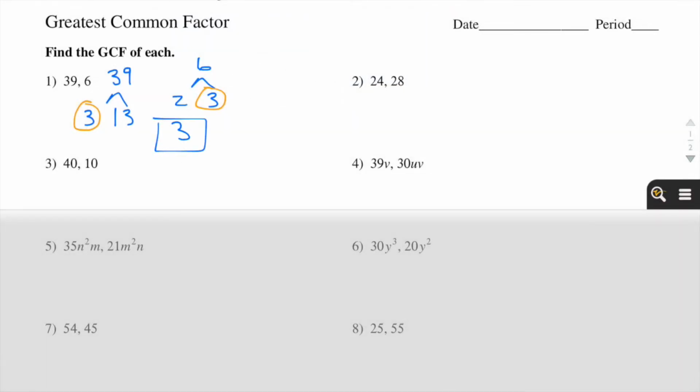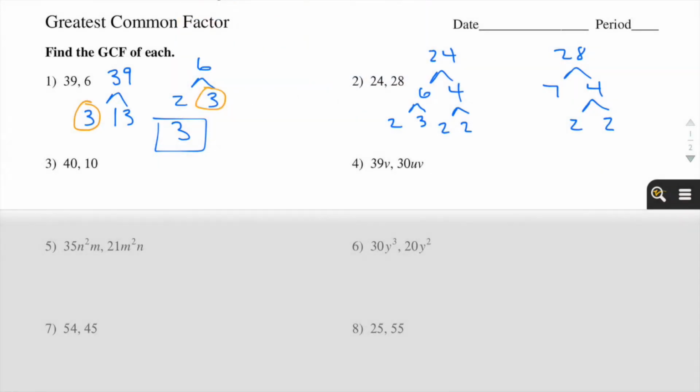Okay, number 2, 24 and 28. So let's take the 24, break it down to 6 and 4. Take this 6, break it down to 2 and 3. Take this 4, break it down to 2 and 2. Look at the 28, break that down, 7 and 4. 7 doesn't break down any further. 4 breaks down to 2 and 2. So we're done with that.